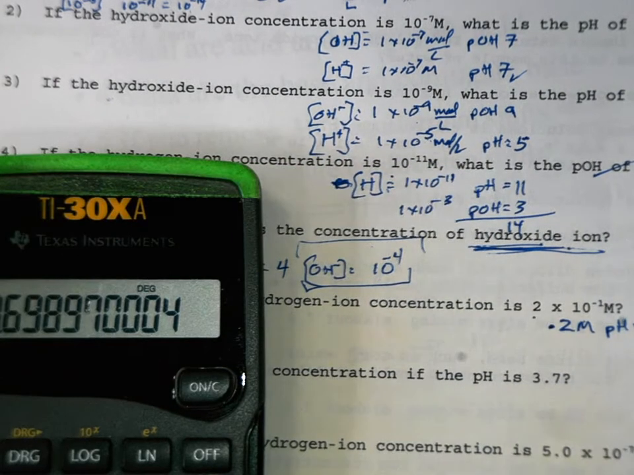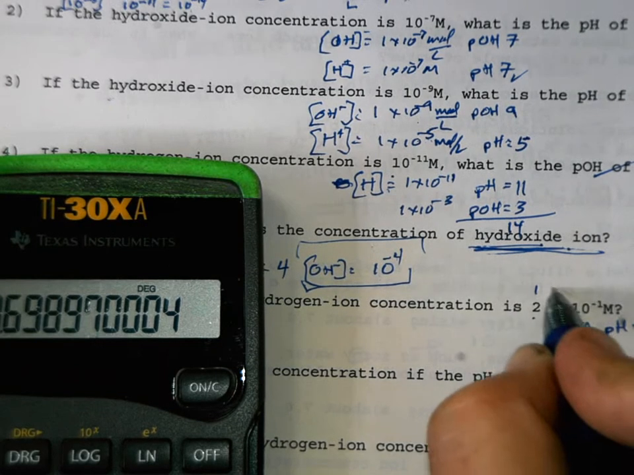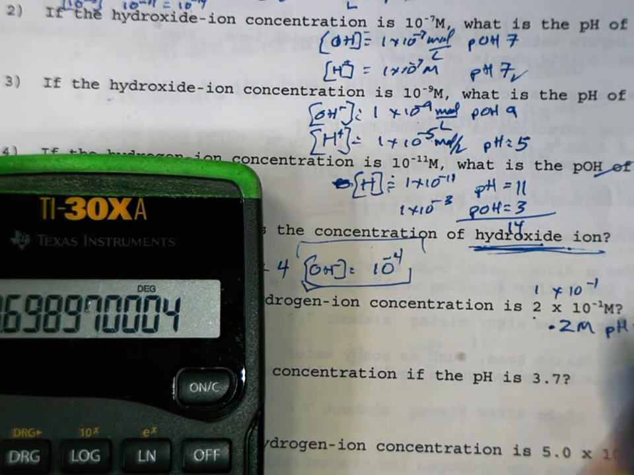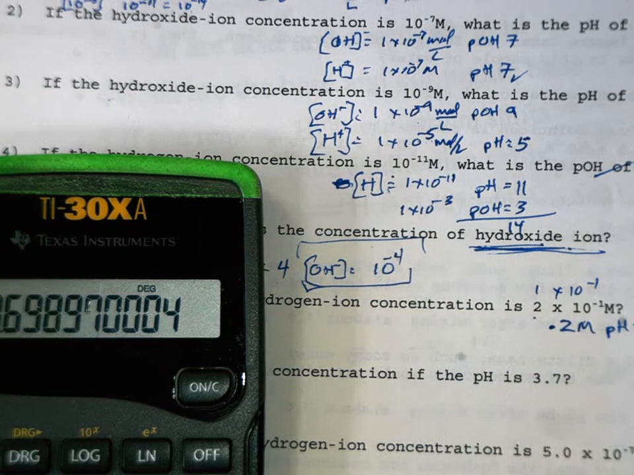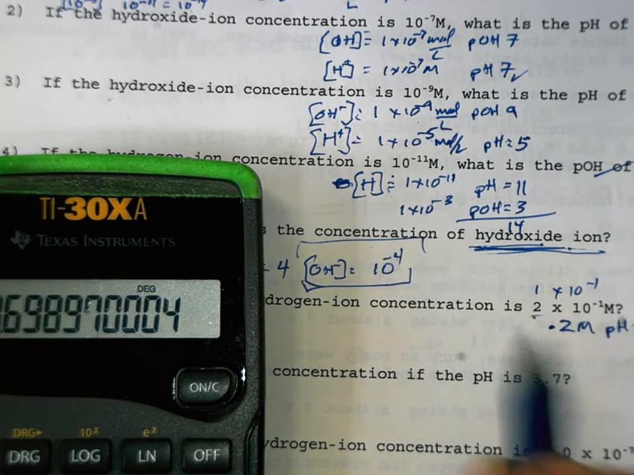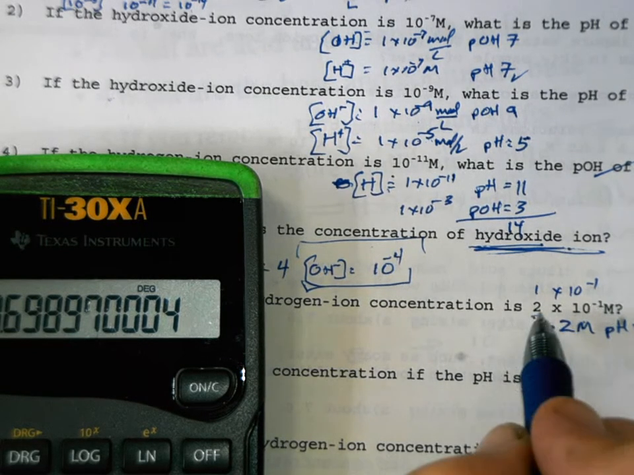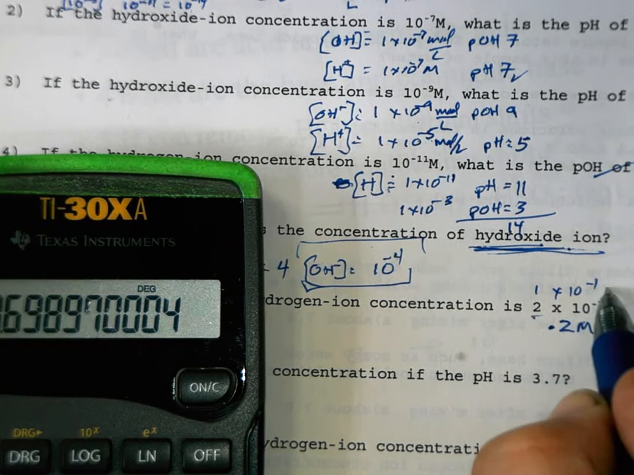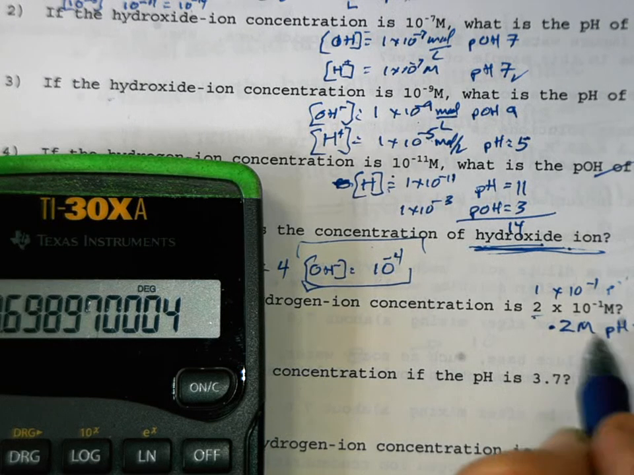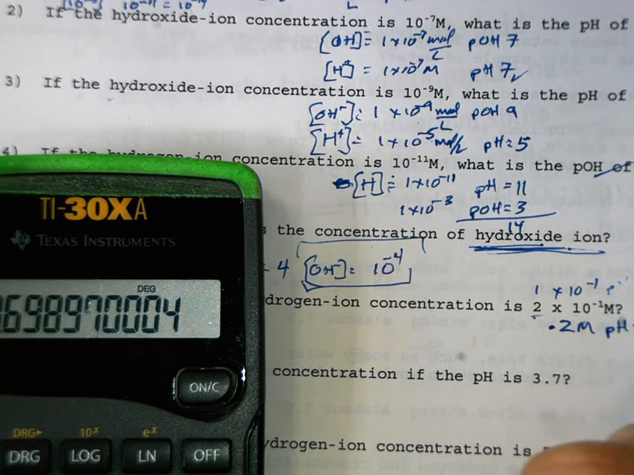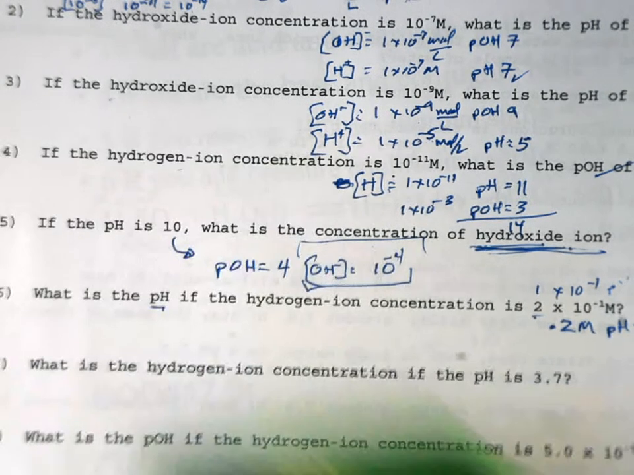Now, if this was just 1 times 10 to the minus 1, we know right away the pH is 1. But it's twice as concentrated. There's more acid. So it should be a little more acidic than a pH of 1. So it makes sense that this 0.7 is even more acidic than a pH of 1.